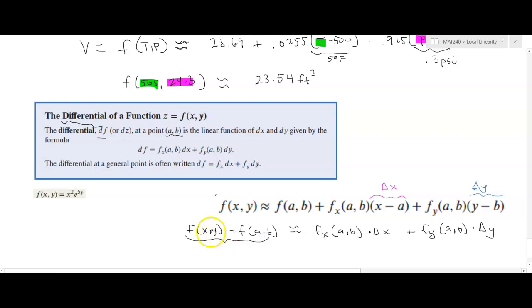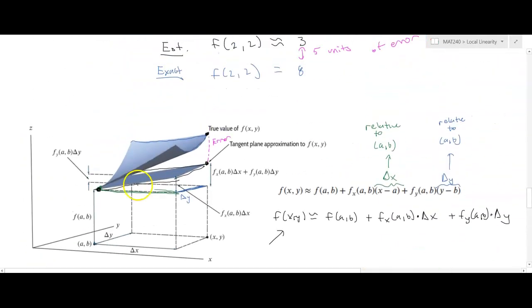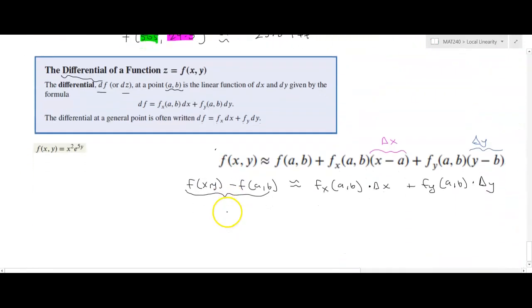Well, if I look at my actual point, I'm going to jump back up here real quick to our last picture. This was the true value of f of x, y. So f of x, y is the true value. This right here is our approximate value. And when we take the difference between them, this represents the change in our f.